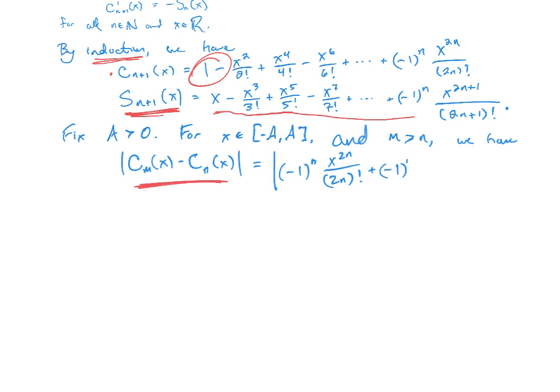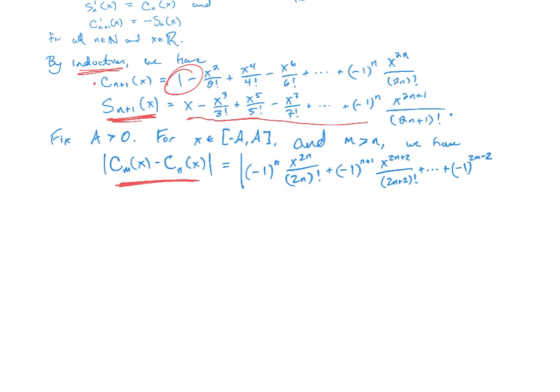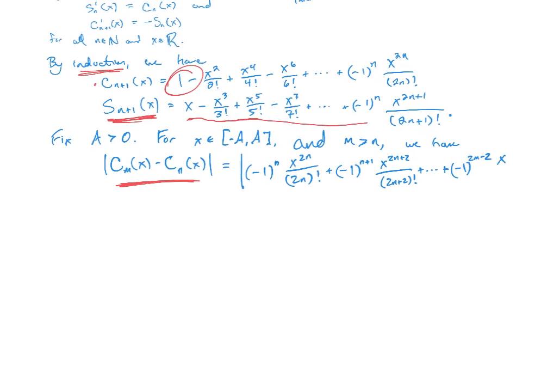Then we get some more terms. And now what would be the last term in this difference? It would be the last term of Cm. And Cm, its last term is minus 1 to the 2m minus 2, x to the 2m minus 2 over 2m minus 2 factorial.